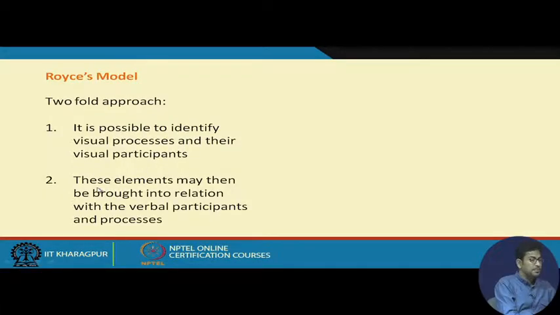This second step is, these elements may then be brought into relation with the verbal participants and processes. So, what it says as a next step. First step, visual is there, within visual you understand the participants, understand the processes, and then you start mapping, you start putting some relationship of these participants and processes with that of the linguistic counterpart, with that of the verbal attribute, which will also have participants and processes, and you try to map with it.